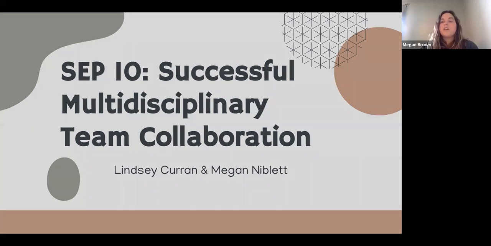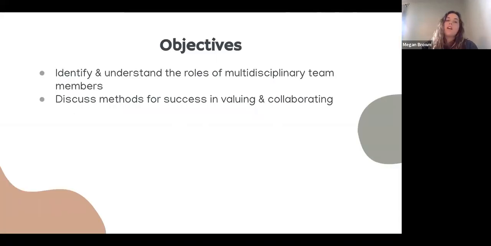The objectives for this topic are to identify and understand the roles of multidisciplinary team members, and also discuss methods for success in valuing and collaborating.